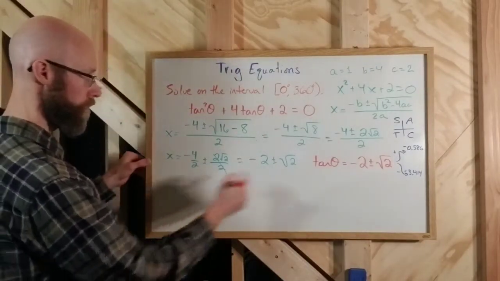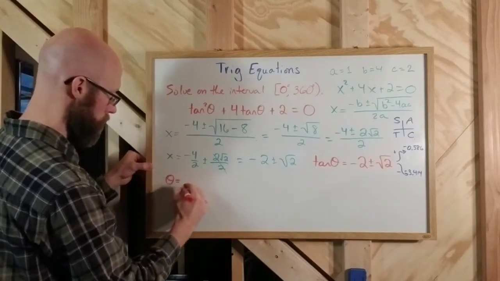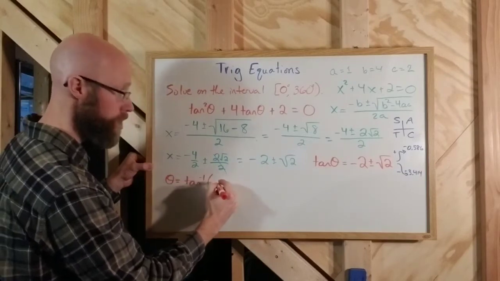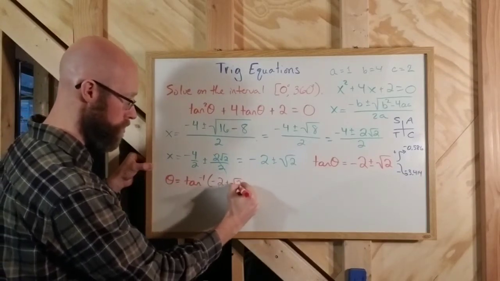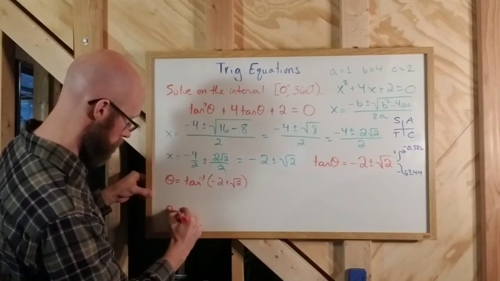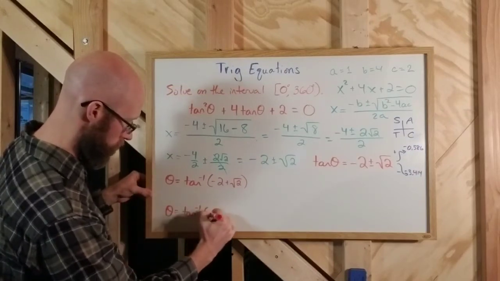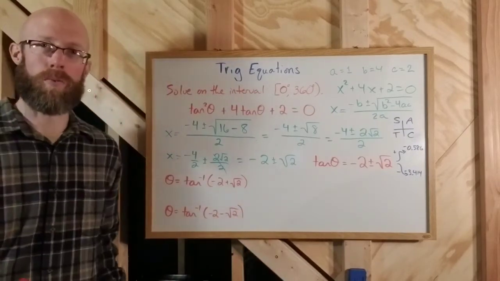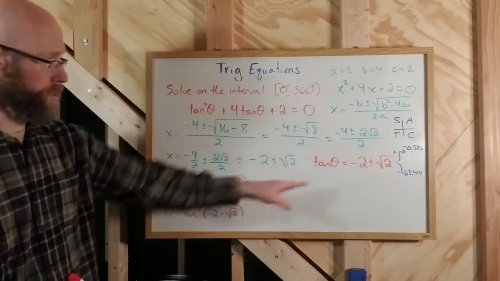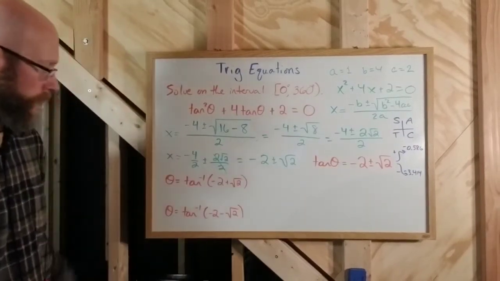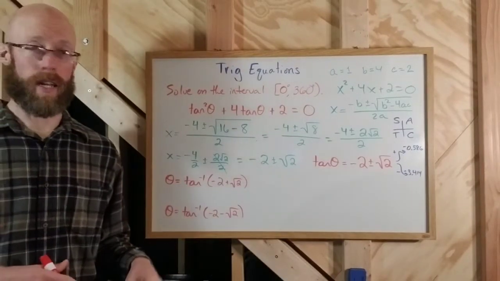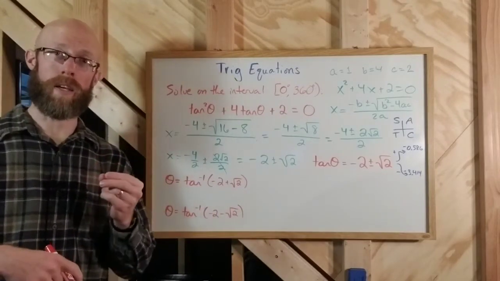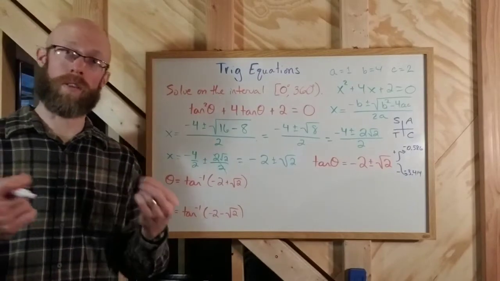Okay, so I know then that theta must equal a couple different things. It's going to be the inverse tangent of negative 2 plus root 2, or it could be the inverse tangent of negative 2 minus root 2. Okay, so we're going to have those two expressions. They're equivalent to this, and I'm taking them one at a time. Again, in each of these, you're going to get two angles, one in the second quadrant and one in the fourth quadrant.